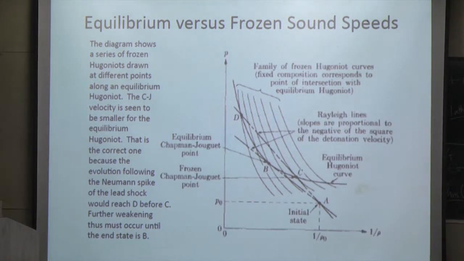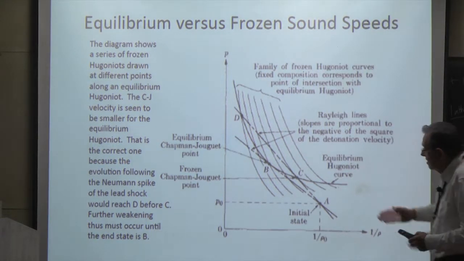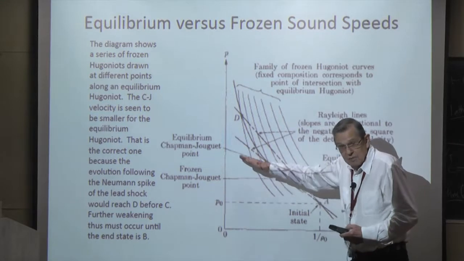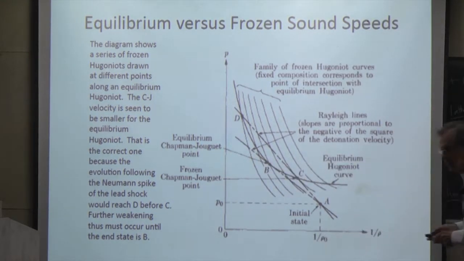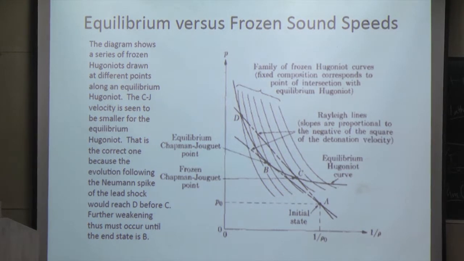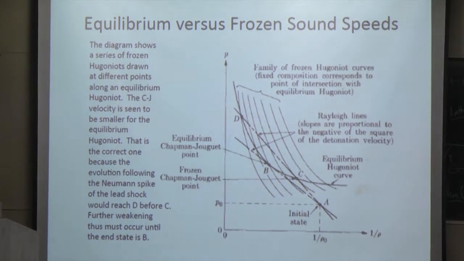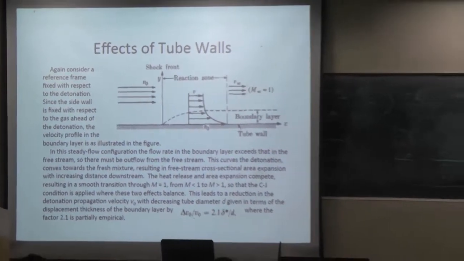So the point is you should be using equilibrium Hugoniots in calculating detonation velocities. Detonation velocity is simply determined by m, the slope of the Rayleigh line at the tangent case, and that's why you can calculate detonation velocity so simply. Any questions about that? Here.